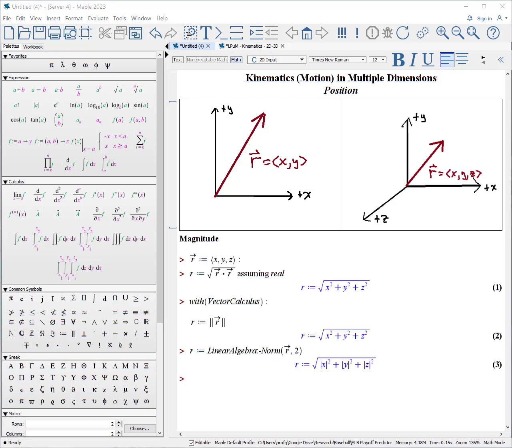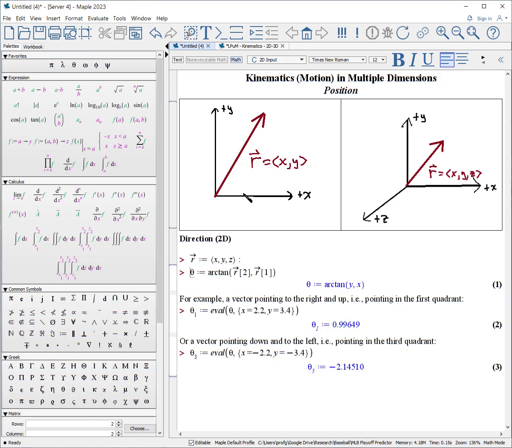Since this is a video about physics and not vectors, go see the vectors video to see how to calculate the magnitude of our vectors. I've included 3 particular examples: the square root function that you can make, the vector calculus double absolute value sign technique, or the linear algebra norm. In calculating this angle from the positive x-axis counterclockwise up to the vector, in 2 dimensions, you use the arctangent function. Again, look at the vectors video for more examples.